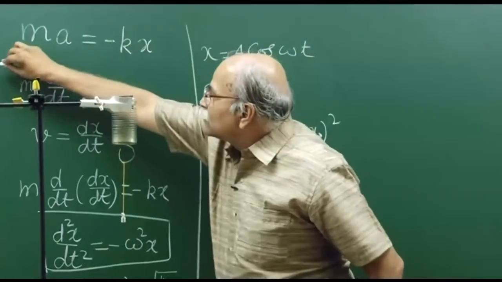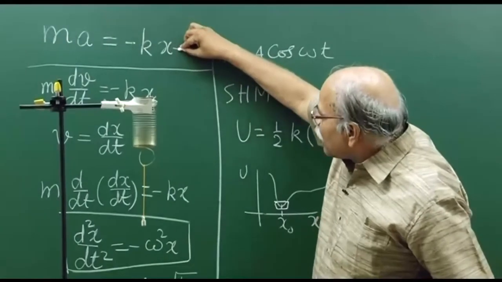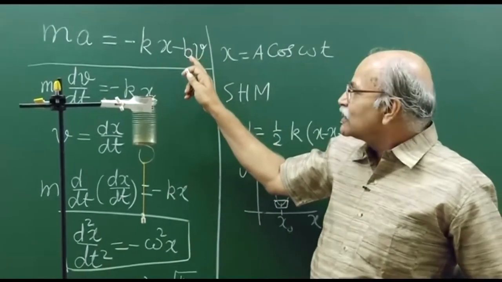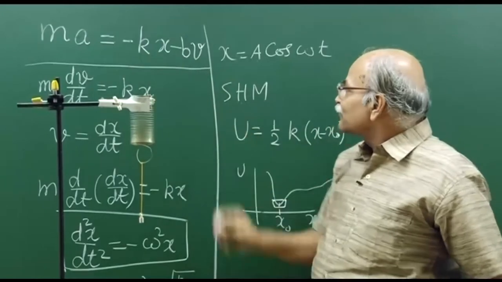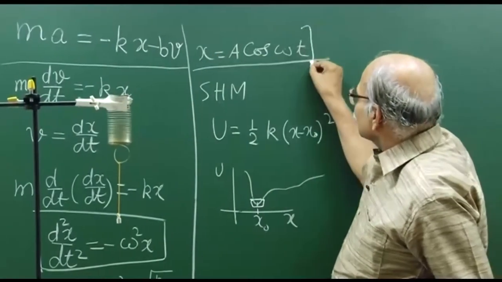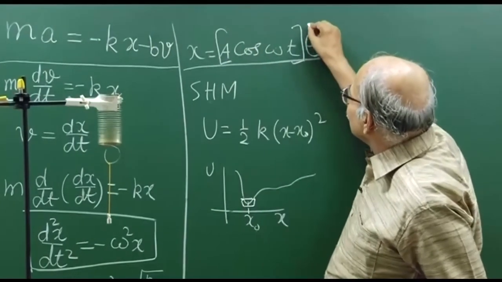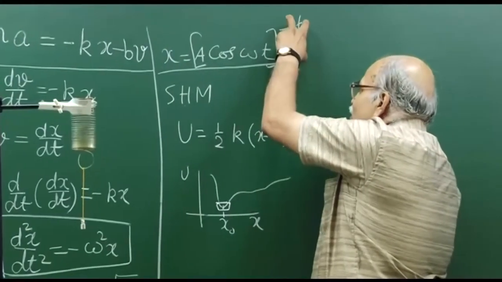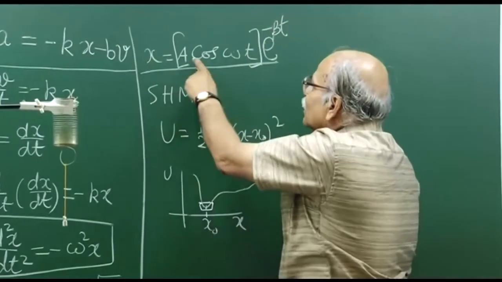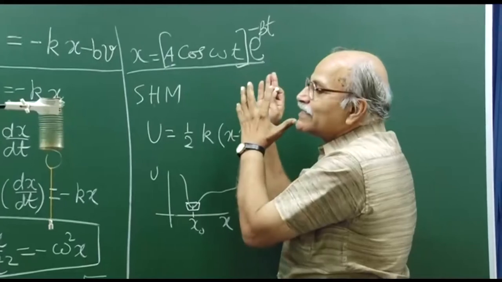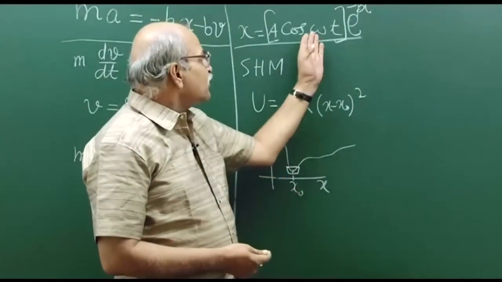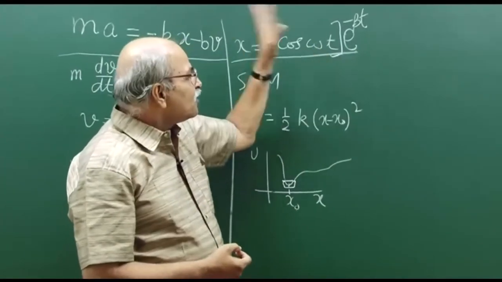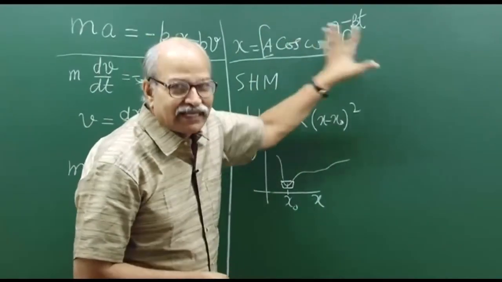One is that you add a term minus some constant times velocity. Quite often, this resistive force is proportional to velocity. So, you can add that. And if you add that, then this changes. How does it change? Some kind of exponential, e to the minus beta t type factor comes here, and then your amplitude will be continuously decreasing. Actually, there is some approximation involved. This frequency will be slightly changed, but for small damping it's almost the same. So, we'll go by that.